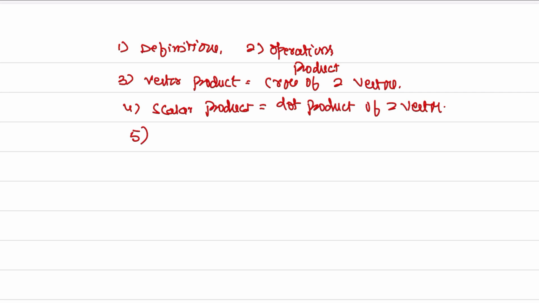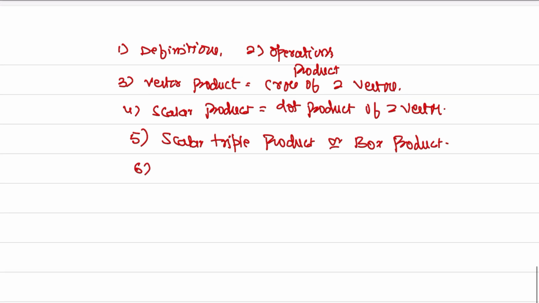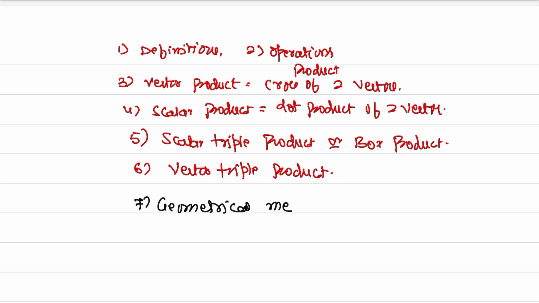Fifth one, scalar triple product or box product. Sixth, vector triple product. And we understood the geometrical meaning of all of these.